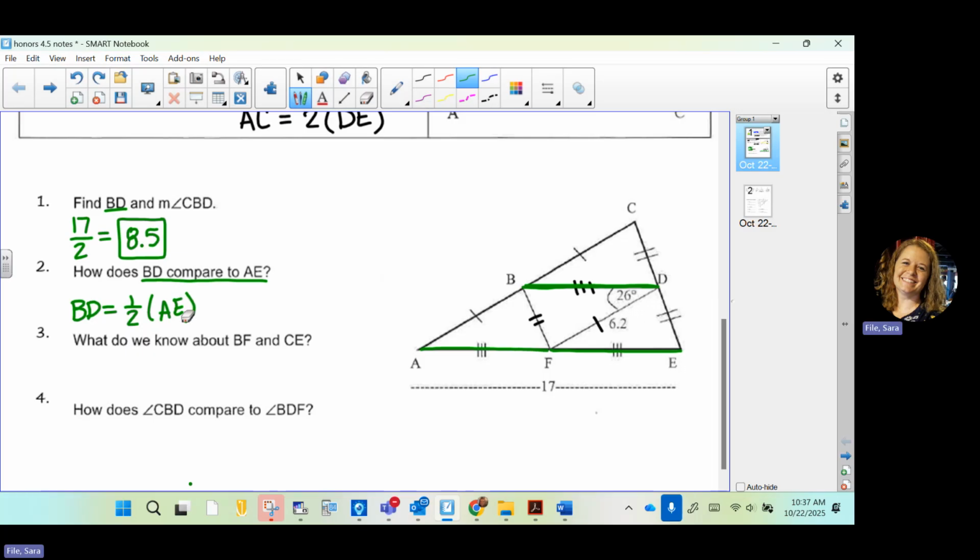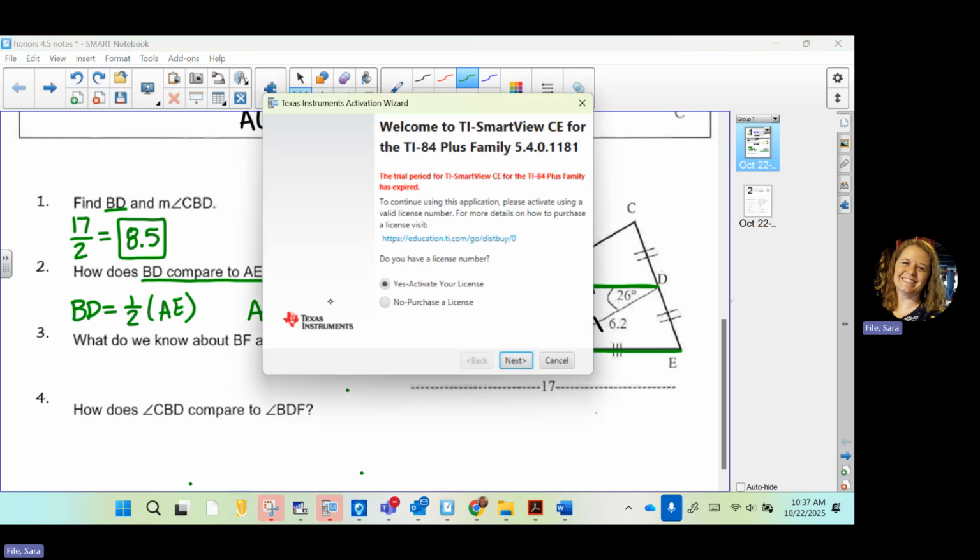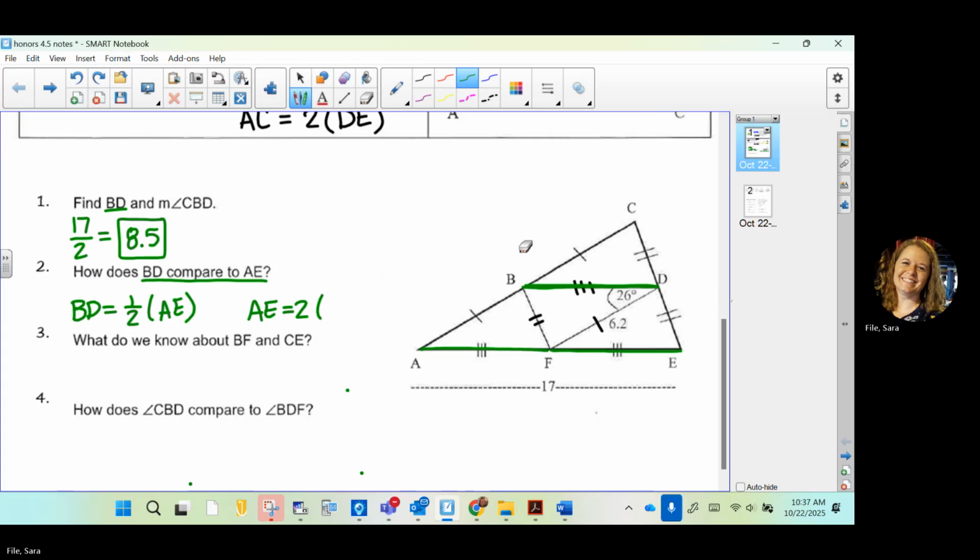Ian, is that the same thing you were going to say? Okay, there's one more thing we could say about them. What else could we say, Ian? AE equals 2 BD. So I could write that backward. Good. I could say AE is twice BD. That's not what I was going for when I said one more thing, because that's really just the reverse of this. That's the same relationship.